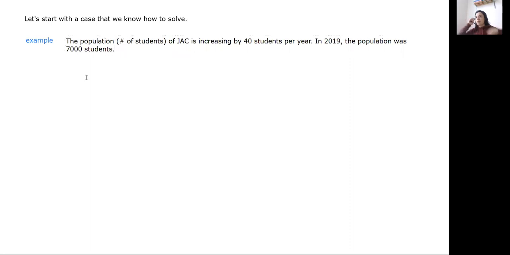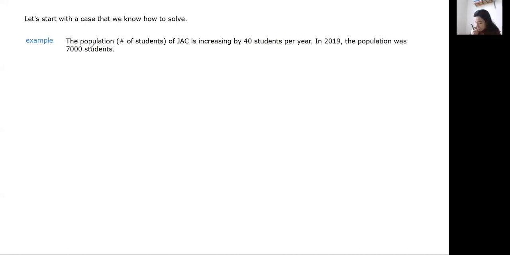All right, so this is the problem that we have initially. The population of students is increasing by 40 students per year, and in 2019 the population was 7,000 students. So the idea here is going to be to start modeling this problem, and we're going to see that this is a problem that we can actually solve, but it should give us some intuition on how to start modeling things. So the first thing that I need to do is to describe what my time is and what the units for that time are going to be.